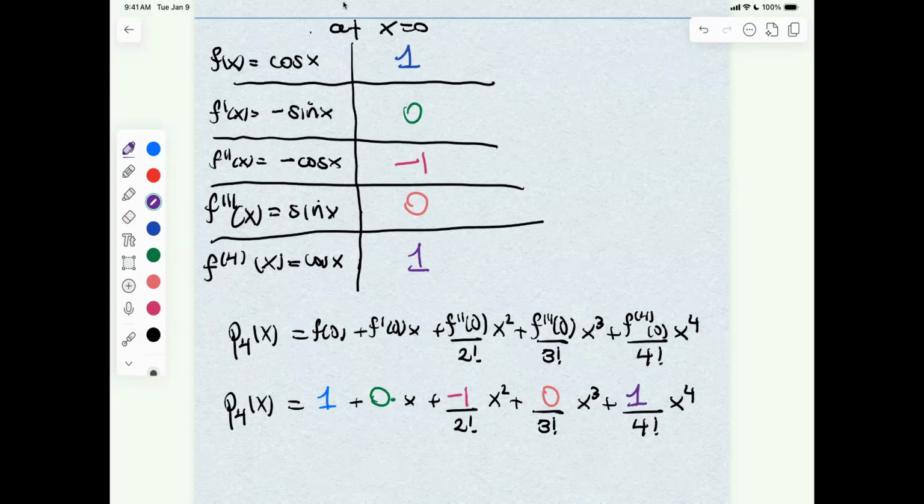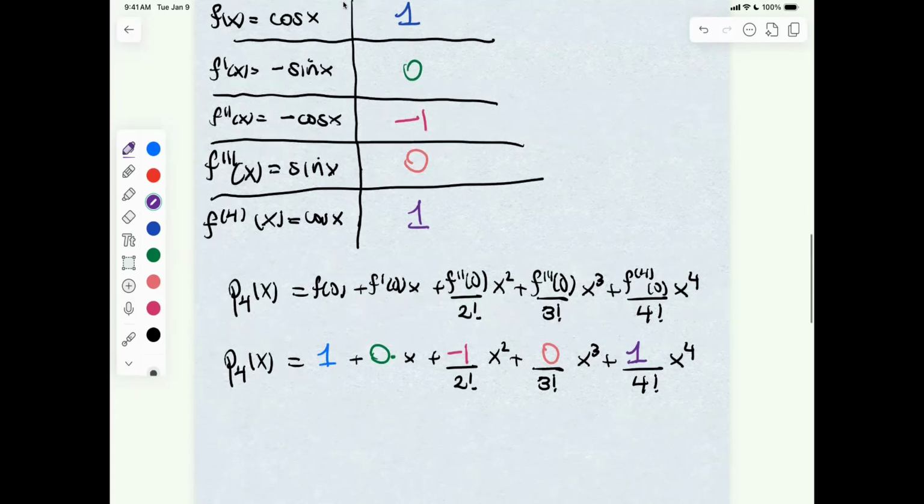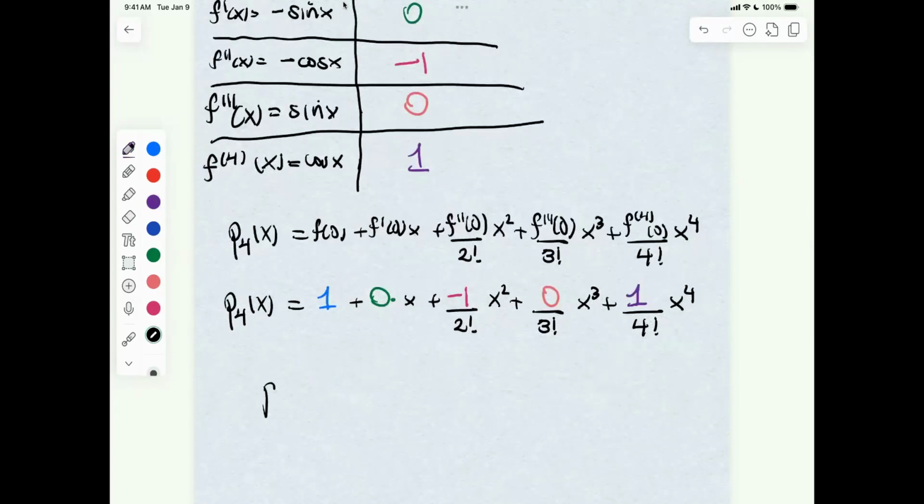Is that okay? There are a few simplifications that occur because of these two zeros, so you don't really see those terms. So the degree 4 approximation is 1 minus x squared over 2. We skip the cubic term. And then what is 4 factorial? That's 4 times 3 times 2, so it's 12 times 2, which is 24, right? So it should be plus x to the 4 over 24.